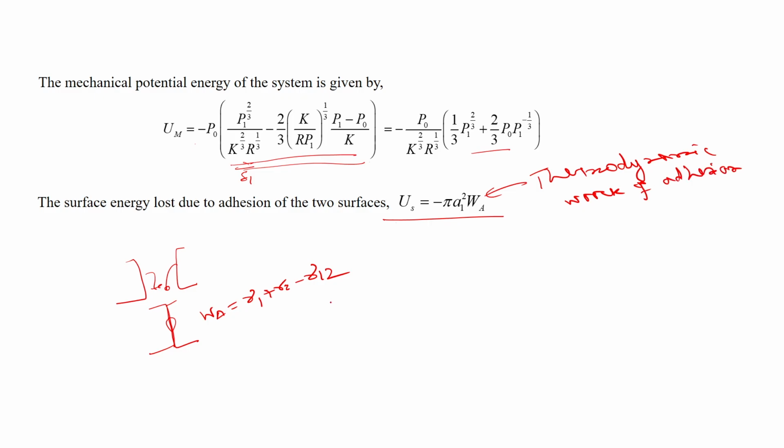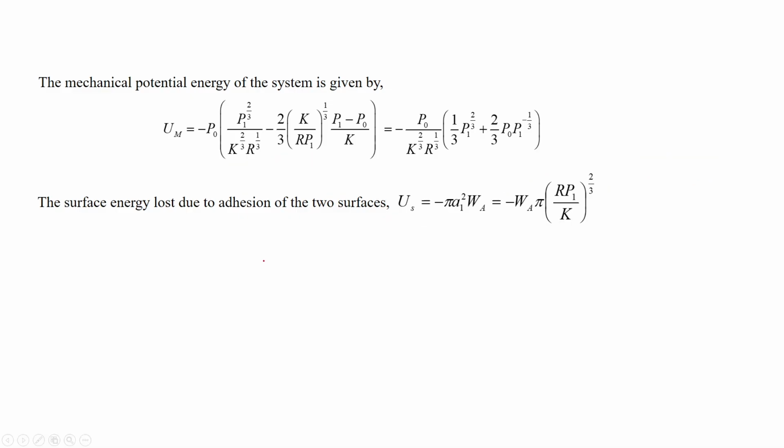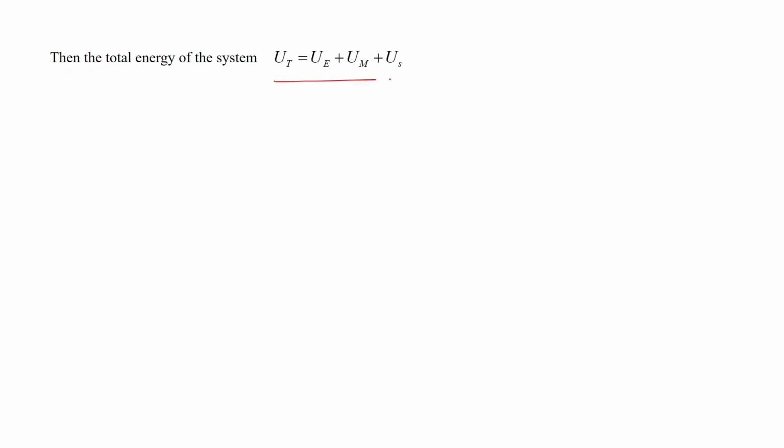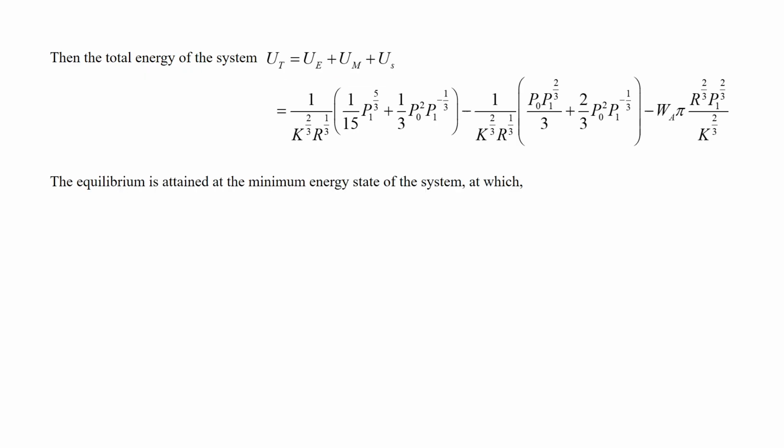Okay. So, now we have to consider the total energy, which will be the summation of all this energy. Here A1 has to be represented also in terms of P1, that we have done. So, the total energy of the system will be written like this: ut is equal to ue plus um plus us, and that gives rise to this equation. This is from the ue part, this is from the u0 part, and this is the W, work of adhesion. So, all together it comes out to be like this.